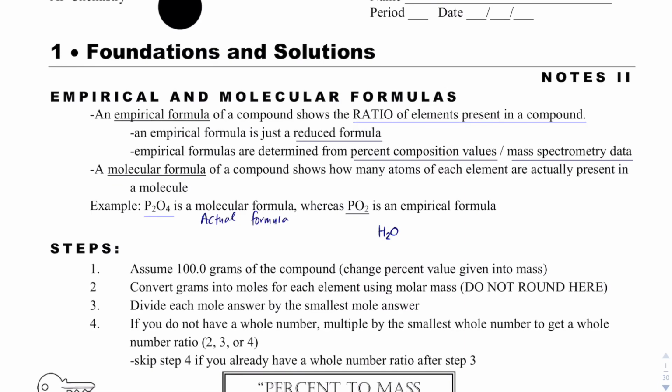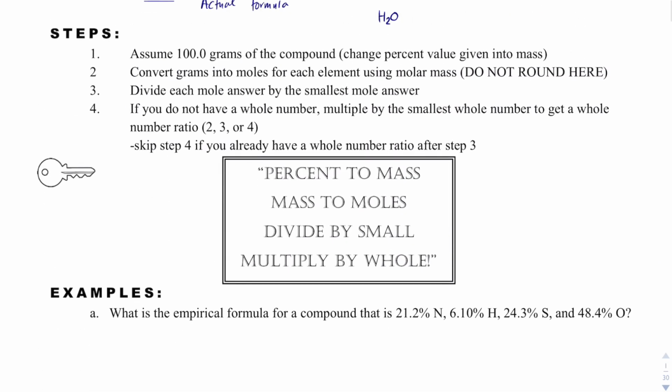So sometimes that happens. Our steps are going to be converting all of our percents to masses, if we're given percents. Sometimes we're just given masses, and so we might start at step 2, which would be converting those masses to moles. Sometimes even we're given moles, and so we might start at step 3, where we take all of our moles that we just solved for, look at which one is the smallest, and then divide everything by that smallest one.